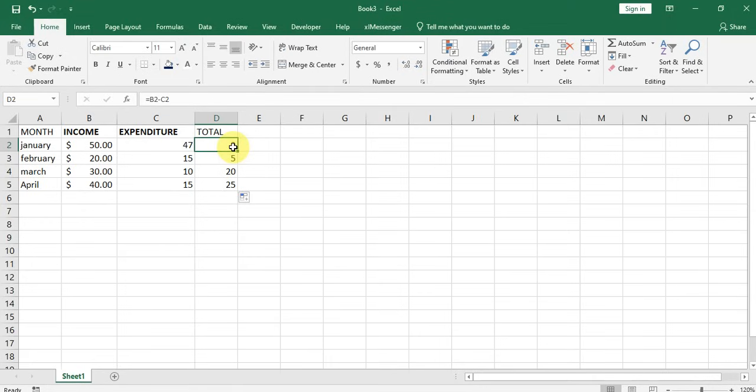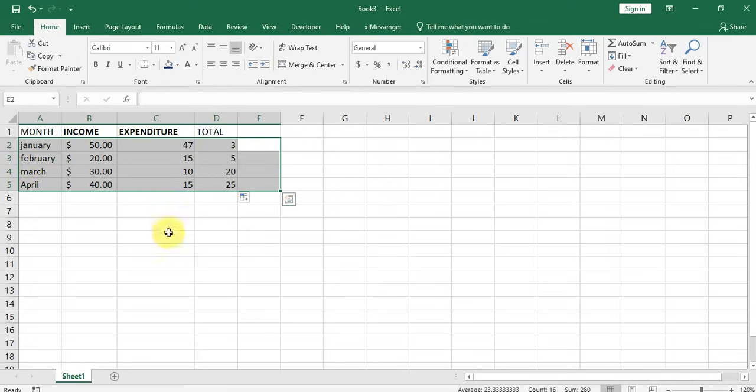And then we have a range. A range is just a selection of many cells. Now this is a cell, this is a cell, this is a cell. When I select all of these together, this is what we call a range. So basically a range is a selection of two or more cells.